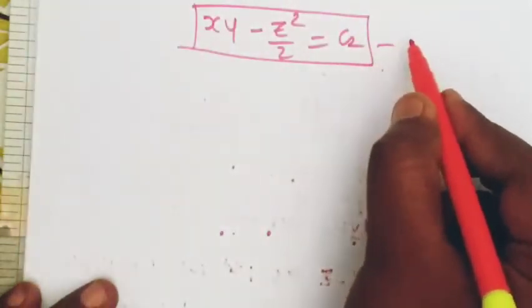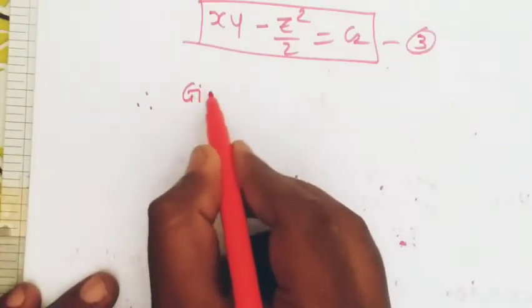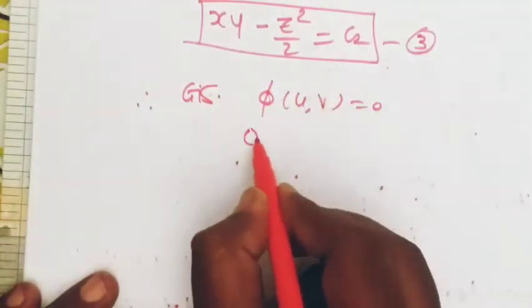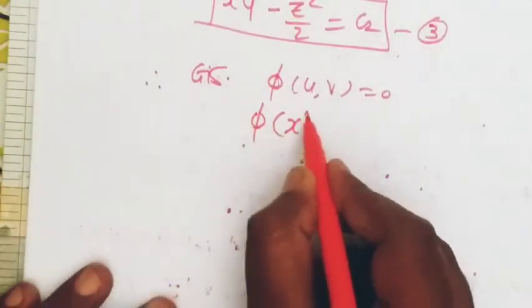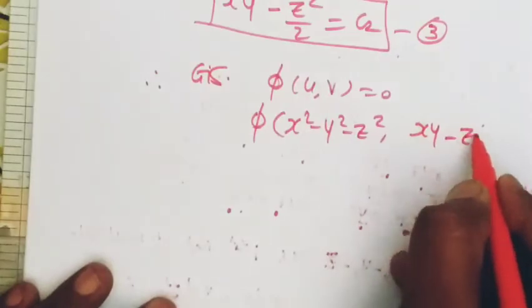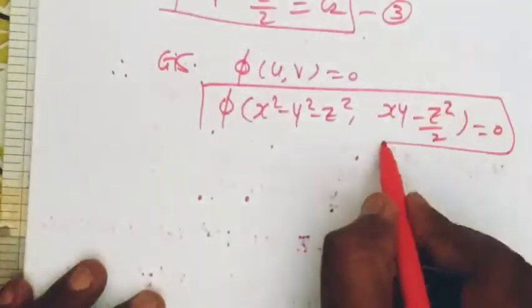The set of multipliers you need to understand perfectly, then only you can find the solution. Hence the general solution is phi of u comma v equal to 0, where u is x square minus y square minus z square and v is xy minus z square by 2. So this will be the general solution of the second problem.